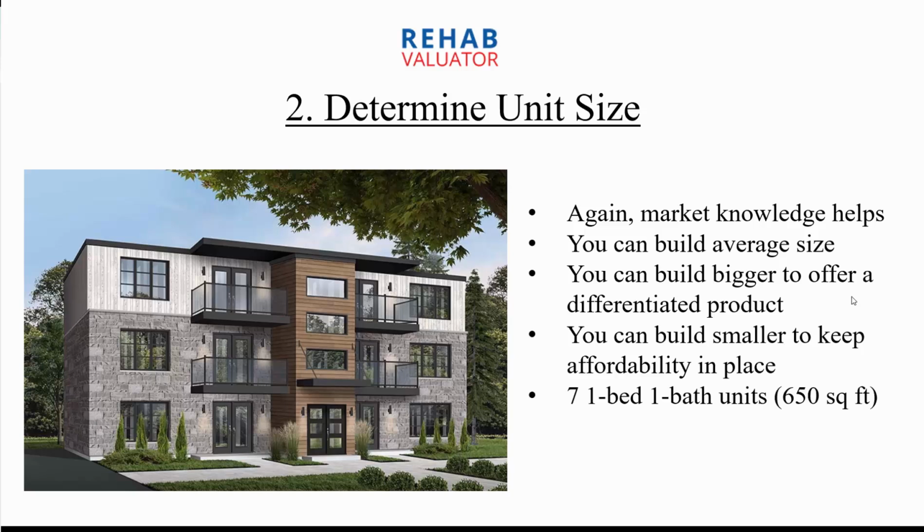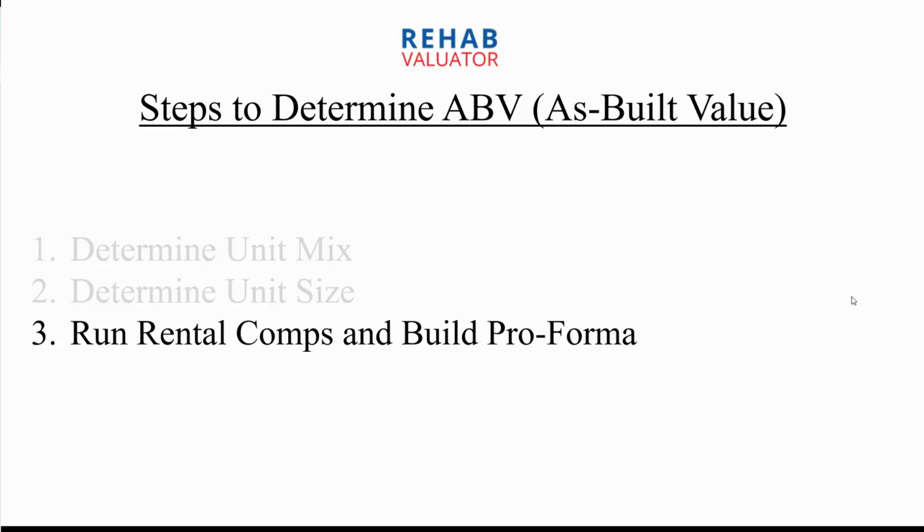So we're going to do this analysis, and we're going to determine that we're going to put 7 1-bedroom, 1-bath units here at 650 square feet, which is average for the market, and 3 2-bedroom, 2-bath units here at 1,000 square feet. Again, average for the market. So we've determined our unit mix, we've determined our unit size, and now we need to run rental comps for those unit types, and we need to build a pro forma.